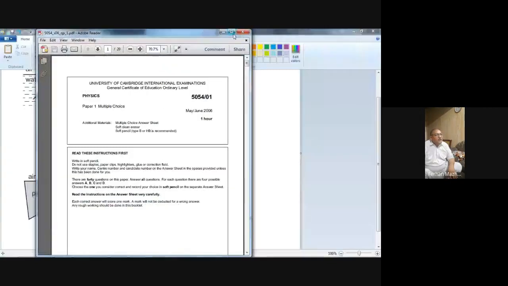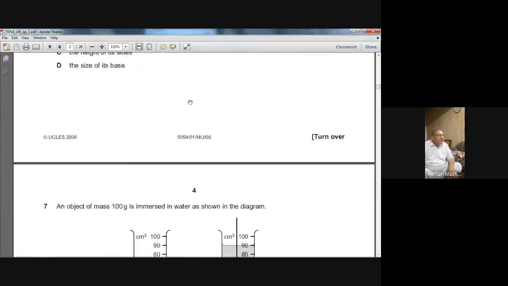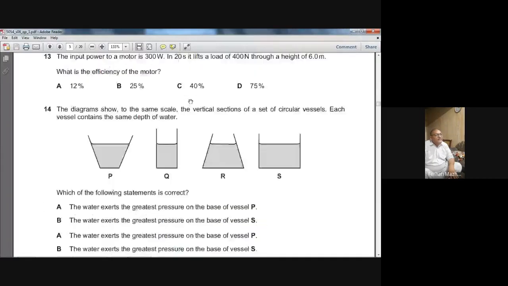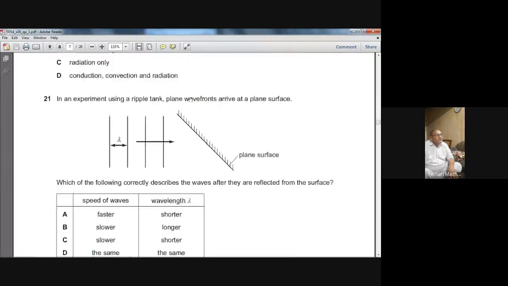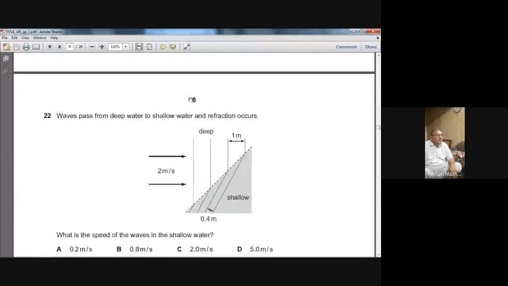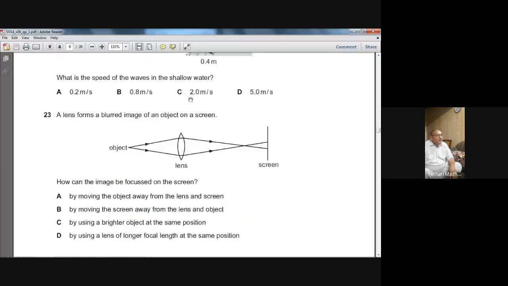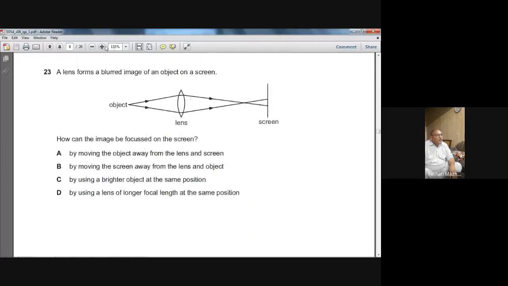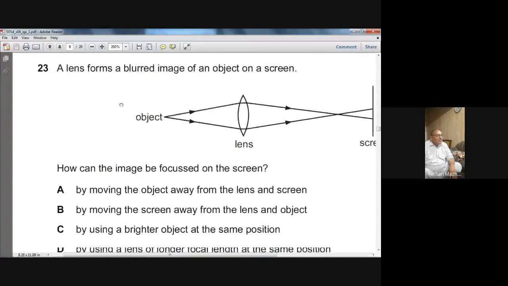Yes, sir. Okay. So let's open the new paper. That's the summer 2006 paper. And let me go to the light. This is the wave question. So one wave. Okay. Question number 23 on your paper.